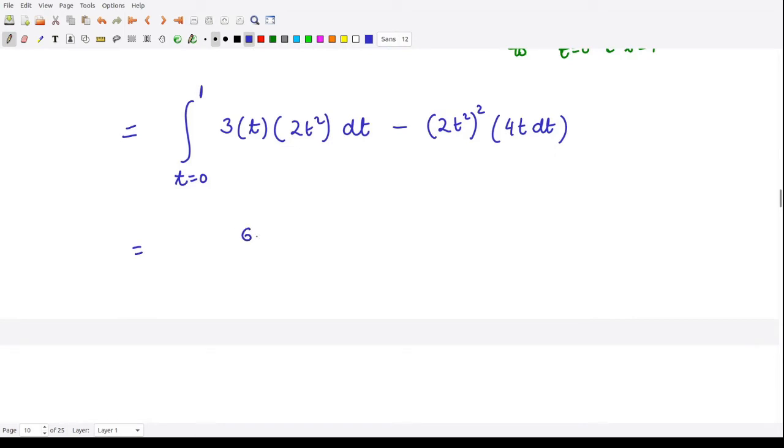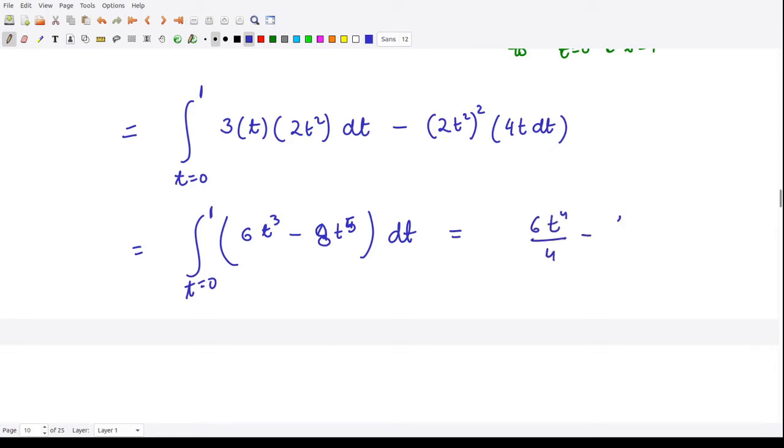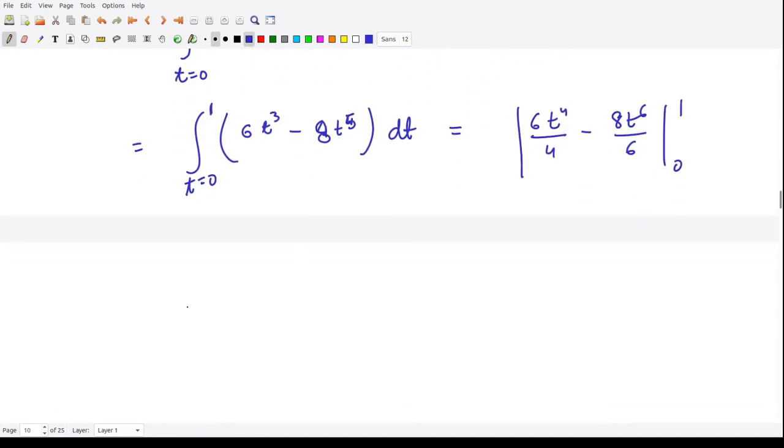So it would be 6t cube minus, not 4t to the power 4, actually 8t to the power 5, into dt. And the limits of integration vary from 0 to 1. So we have to perform this integration. It would be 6t to the power 4 by 4 minus 8t to the power 6 by 6, and the limits of integration are from 0 to 1. When you substitute the limits, this would be equal to 3 by 2 minus 4 by 3.